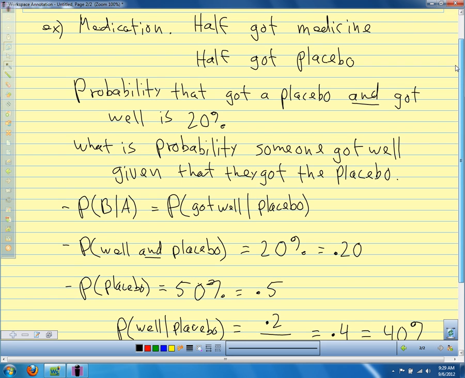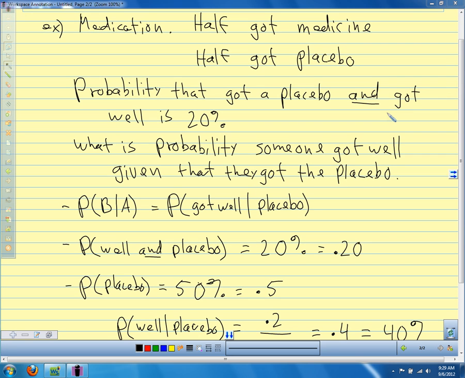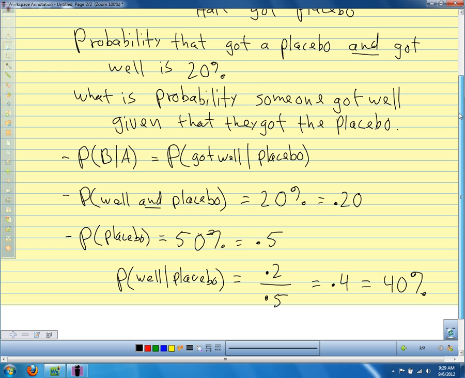So just to re-emphasize what this means, the probability someone got a placebo and got well, that's out of all the people in the study. The probability that someone got well, given that they got the placebo, we're looking at only the people that took the placebo. So that's why they're different. We're looking at only the placebo category.